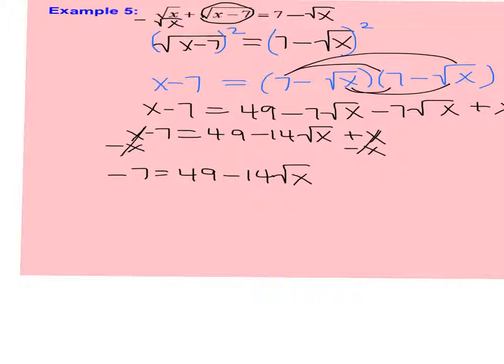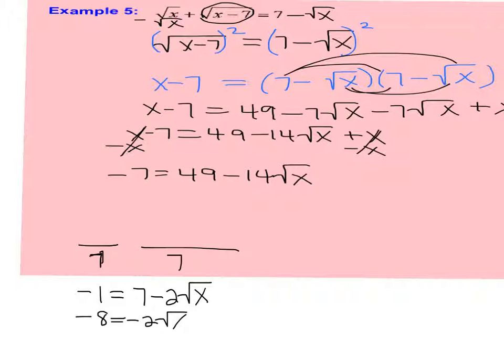One little trick that I'm going to do here, just to make my math a little bit easier, I like to go ahead and just divide everything by 7, because I can see that 7, 49, and 14 are all divisible by 7. So I get negative 1 equals 7 minus 2 root x. That's not required for you to do that step. It just is going to make your math a little bit easier. So now if I subtract 7 from both sides, I get negative 8 is negative 2 root x.